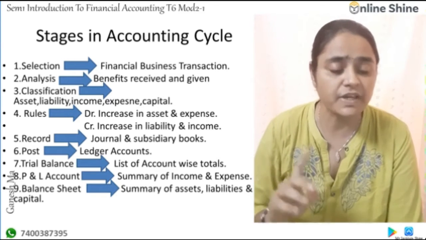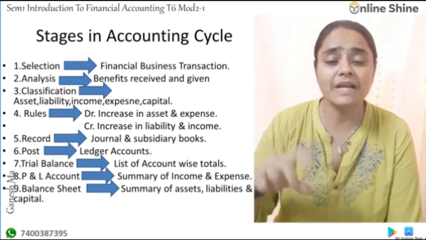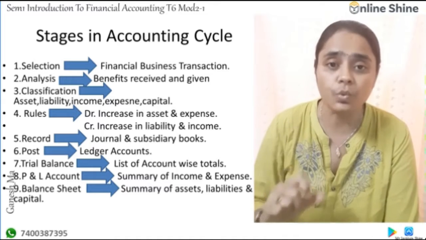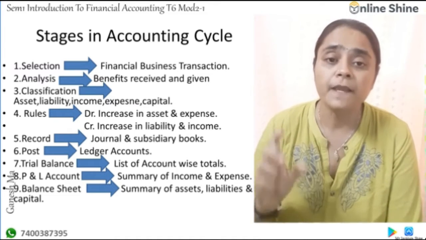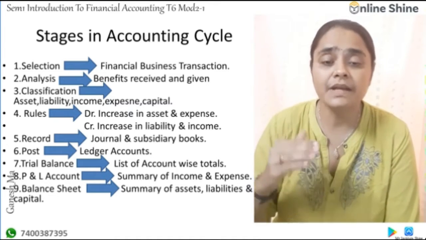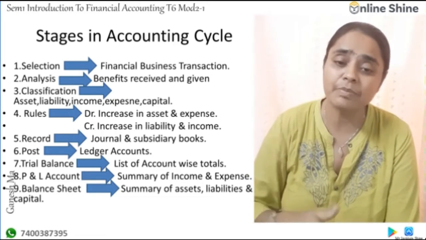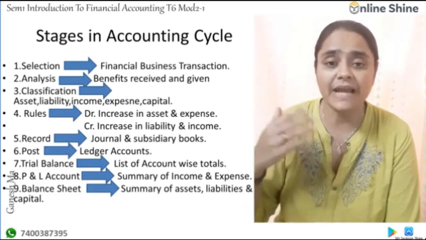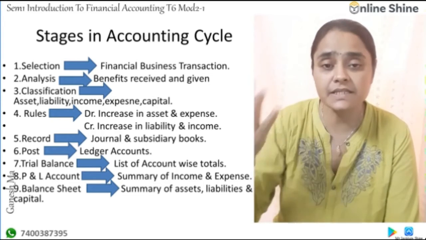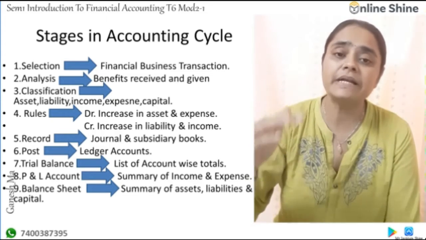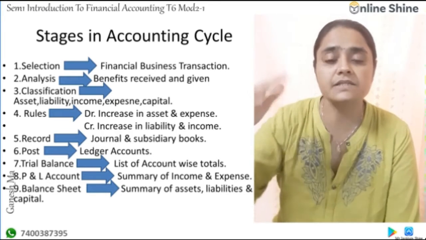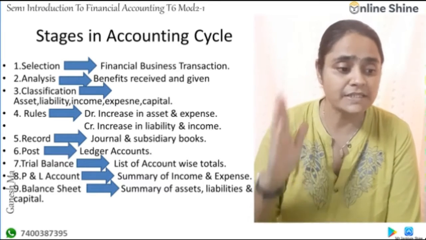The fourth stage is the rule. Once you have classified your accounts, you have to identify the rule. What is the rule? Rule means debit all assets and expenses, and credit all liabilities and income. So if your assets and your expenses are increasing, they will be debited. If your liabilities and your incomes are increasing, they will be credited.